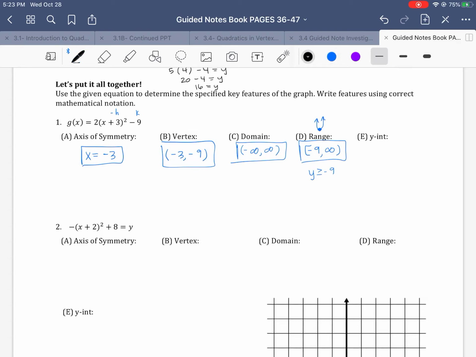Okay. And again, to find the y-intercept, we let the function value x equals 0. But essentially, we're putting 0 in for x. So 0 plus 3 squared minus 9. We get 0 plus 3 is just 3. We square that, so 3 squared is 9. And 2 times 9 is 18, and then we subtract the 9, so we end up with lots of 9s there. It's a 9. So our y-intercept there is at the point 0, 9.